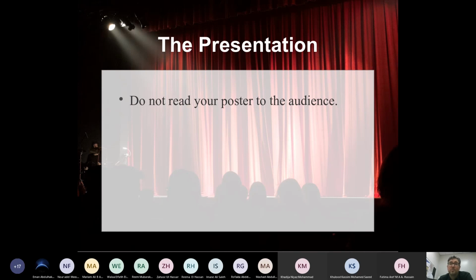So if all you're doing is reading the poster, then you're wasting everybody's time. You need to be expert enough about your topic to be able to pull out the most important information and present that instead of just reading the whole poster to somebody, okay?